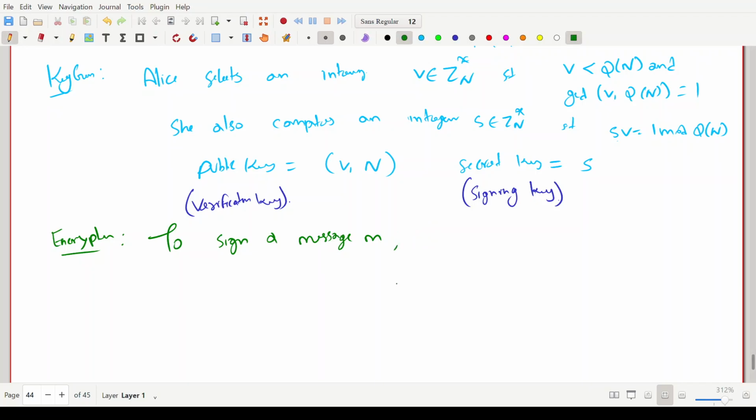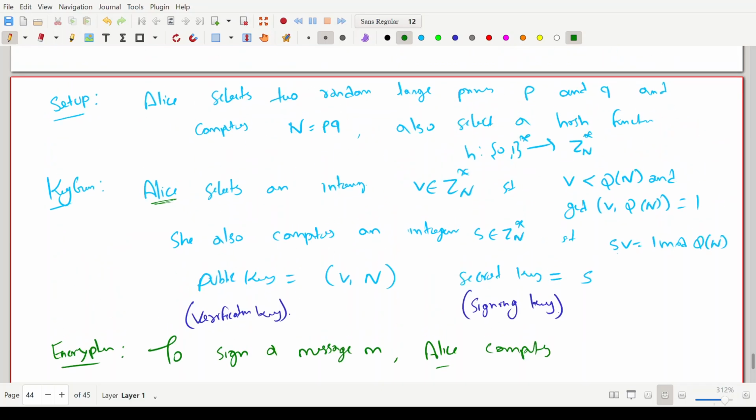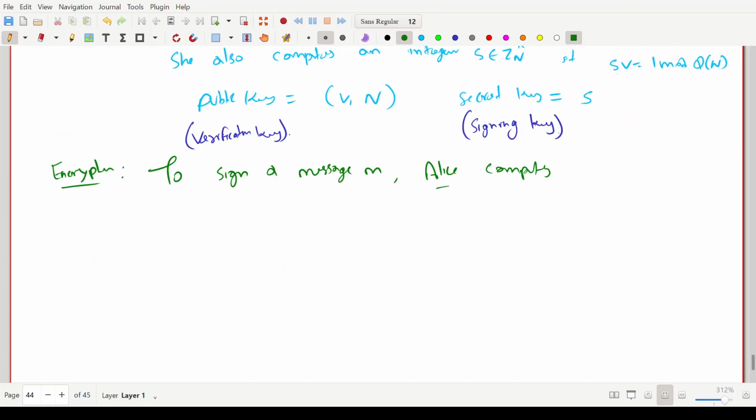What Alice does: Alice is the one who has generated the keys, and she is the one who is signing the message. So she will first compute the hash of M. The hash function I had already taken. So she'll compute the hash of M, let me call it H, and she will compute the signature. Signature sigma is equal to H raised to S modulo N.